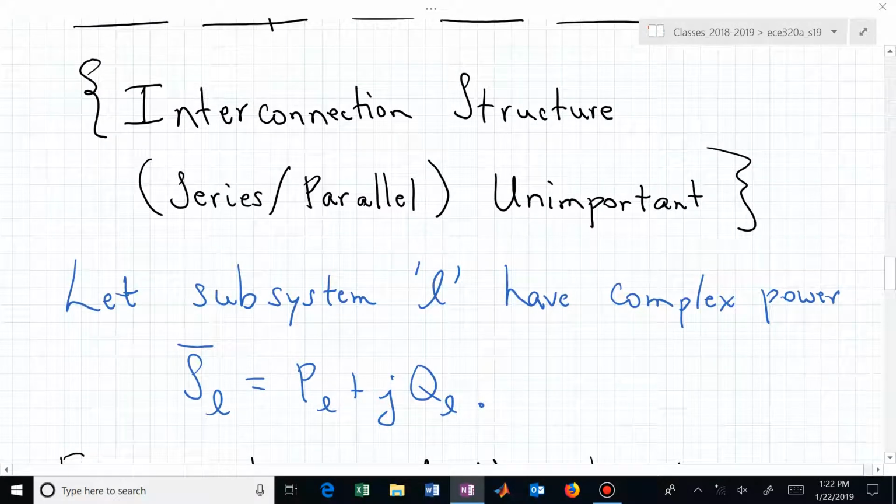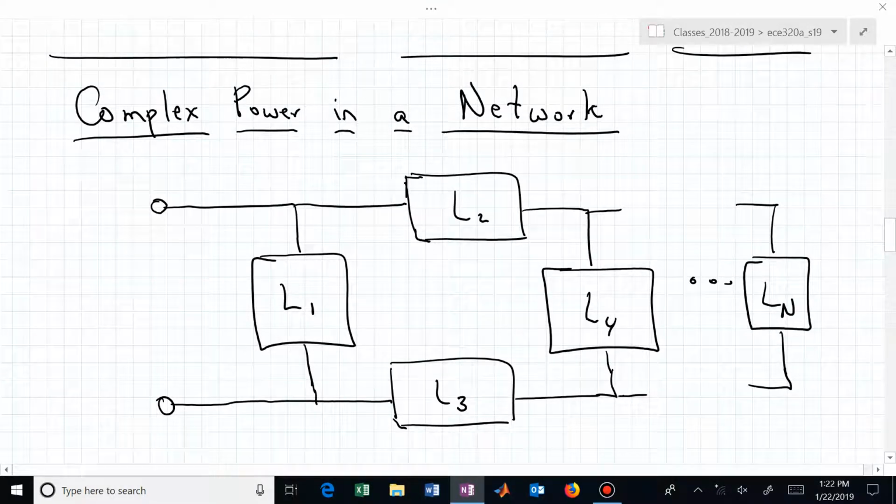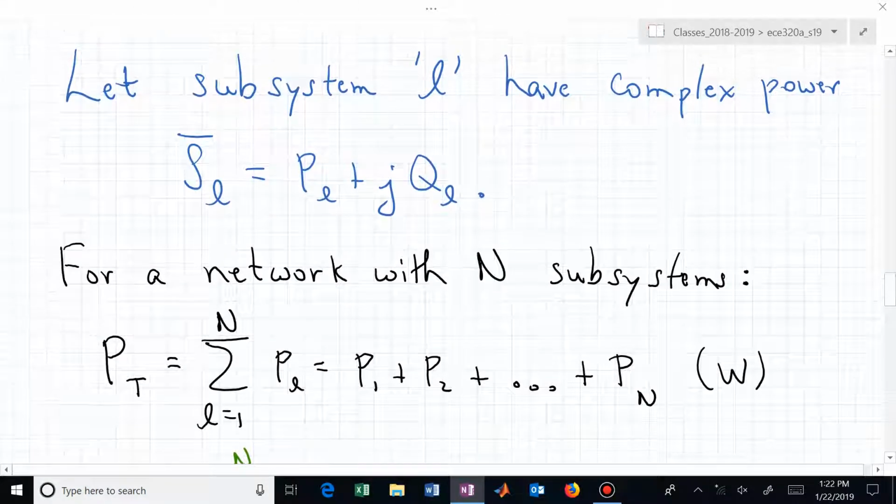To represent that in an expression or in formulas, let's just establish some notation and say that the Lth subsystem, or subsystem lowercase l, let's just parameterize its complex power as being S sub L is equal to P sub L plus JQ sub L. If that's the case, then if we have a network like this, where we now have capital N identified subsystem loads in that network, how do we find the total complex power?